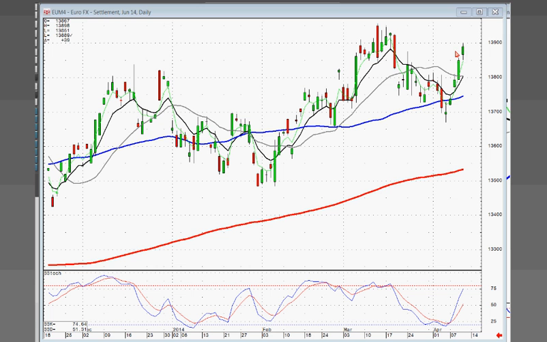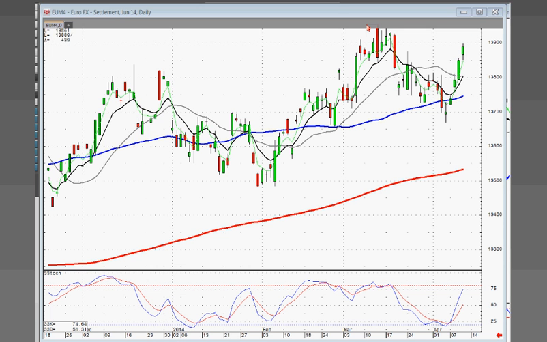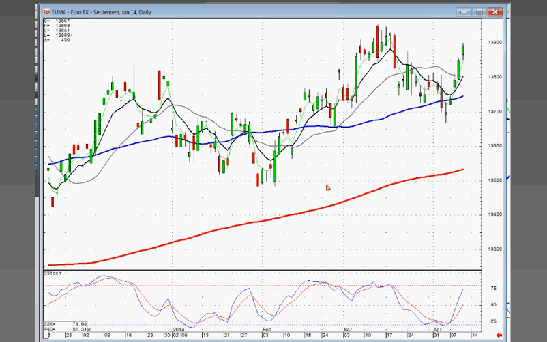Okay. So anyways, this one you can still buy as far as a trade because it's going to come back up and test the highs.